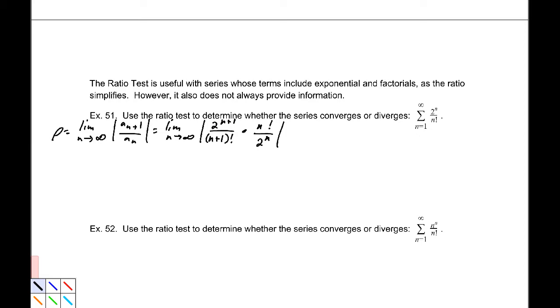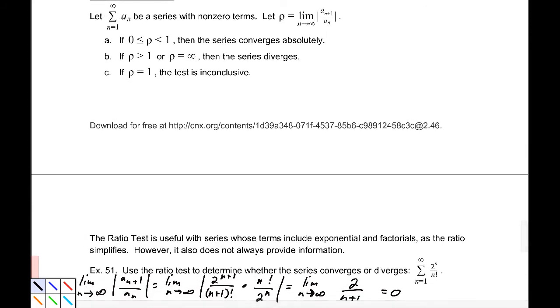Now, as I said, things simplify very nicely here. All right, so 2 to the n plus 1 and 2 to the n simplifies to 2. And our n plus 1 factorial and the n factorial reduce to n plus 1. Now, I'm dropping the absolute values here because n is going to infinity, so it's going to be positive. So this entire fraction is positive. And so that limit is 0. Let's go back to our test. If it is 0, then it converges absolutely.